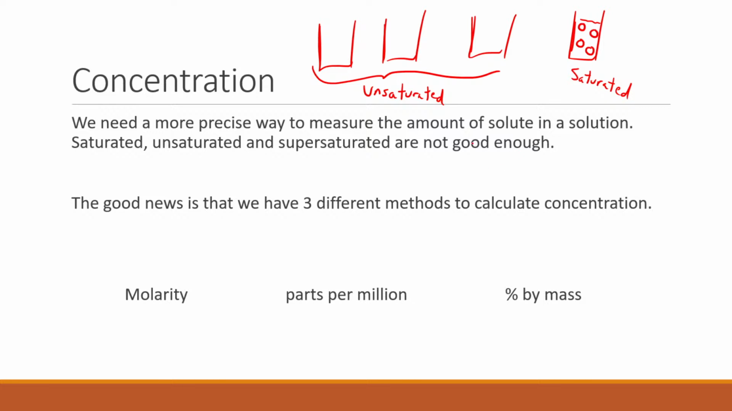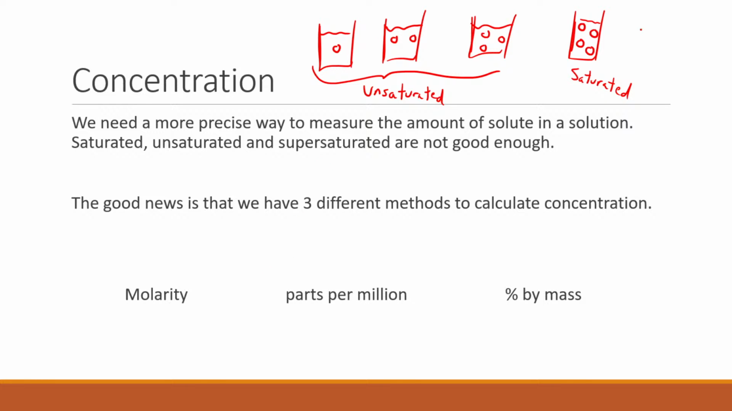4 dissolved ions. And that means unsaturated can be 1, 2, or 3 dissolved ions. And that's 3 different things that would get the same name. And as we know, we don't want that. We don't like that.